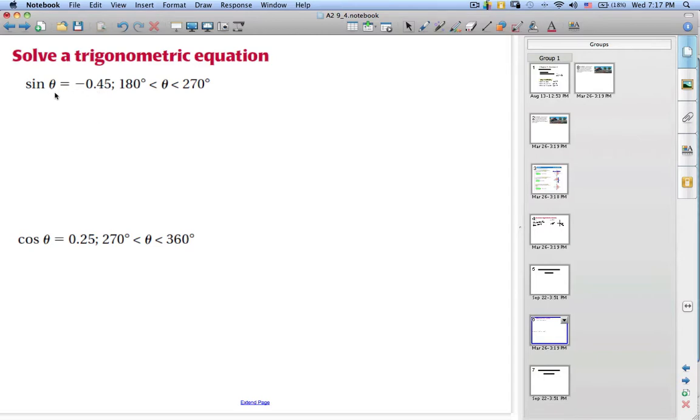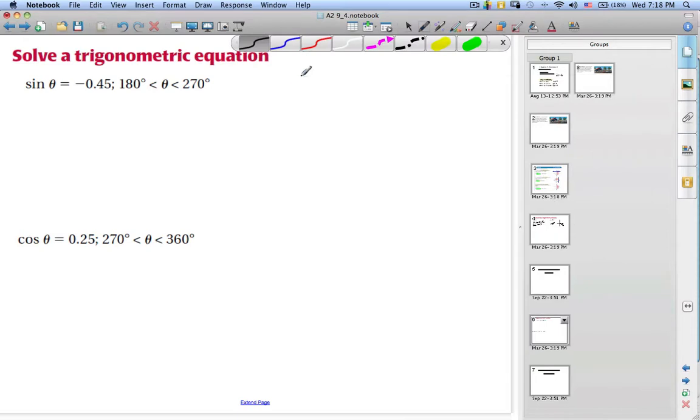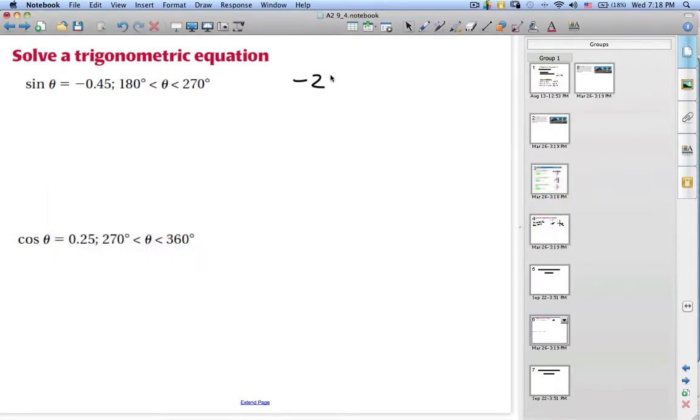So here, sine of theta is equal to -0.45, excuse me, not degrees. So if I pull up 0.45 and I find the opposite of that, and then I find the inverse sine, I get -26.74 degrees. So let's go ahead and talk about that.